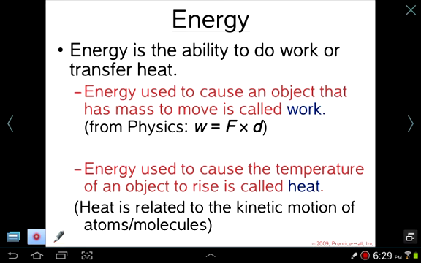More pertinent to our study will be heat. And here it says energy used to cause the temperature of an object to rise is called heat. And really heat is related to the kinetic motion of molecules or atoms. So it's really how fast the molecules are moving. That's where heat comes from.